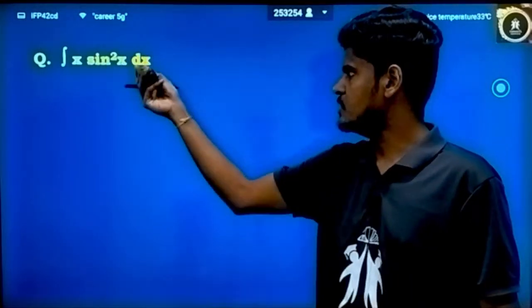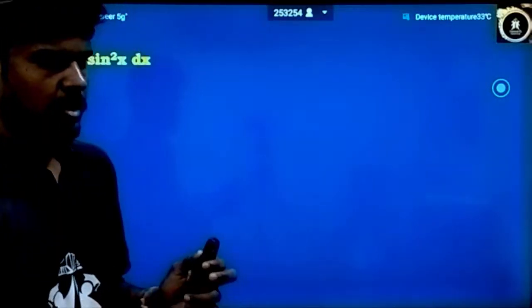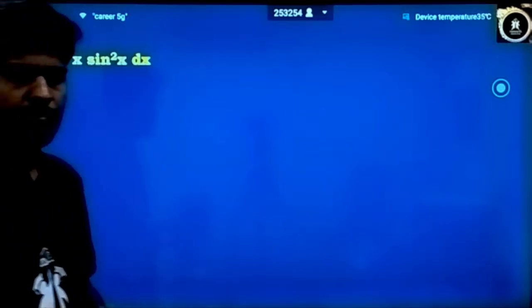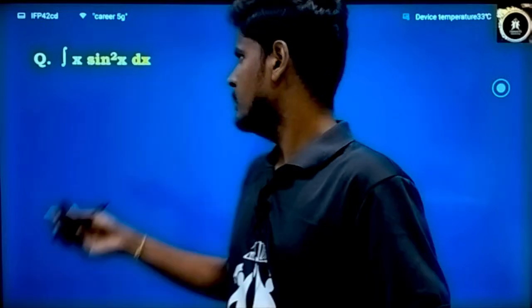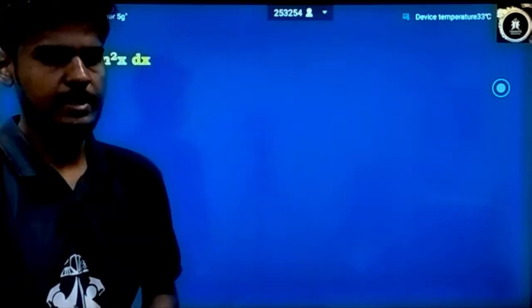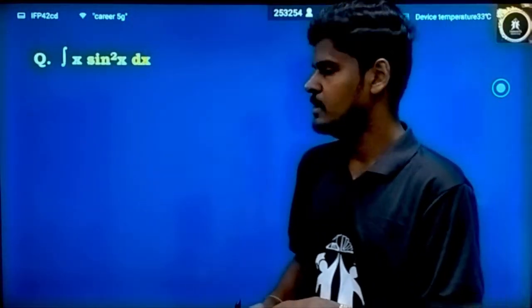Next question is x into sin square x. If we choose this function as u and this function as dv, that means we need to integrate sin square x. We don't know the integration of that. There is no direct formula for integration of sin square.